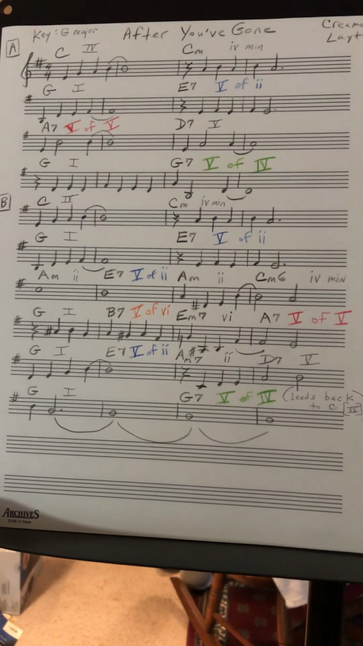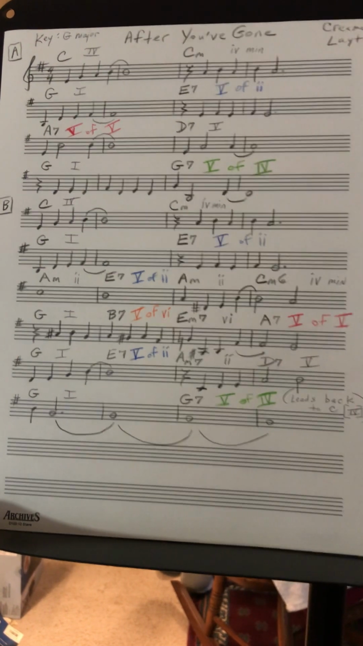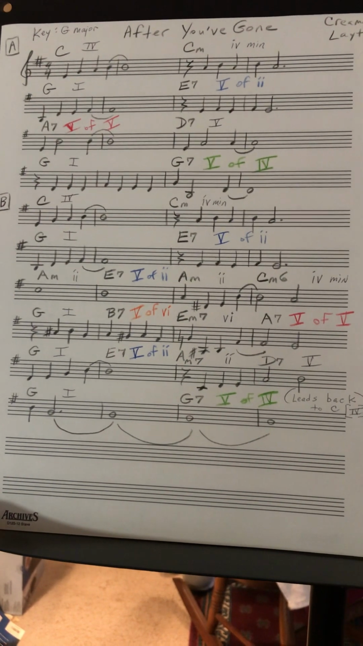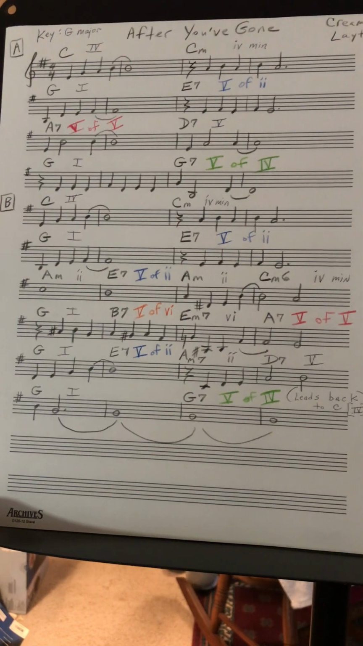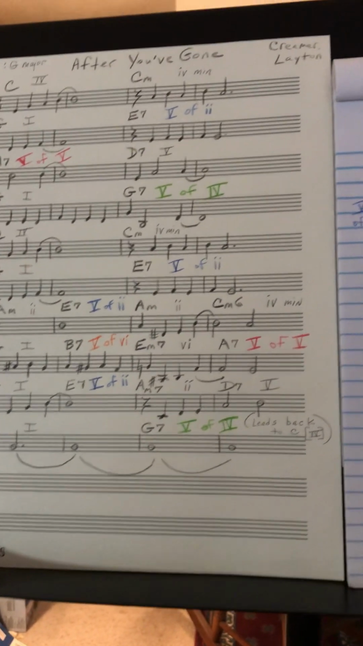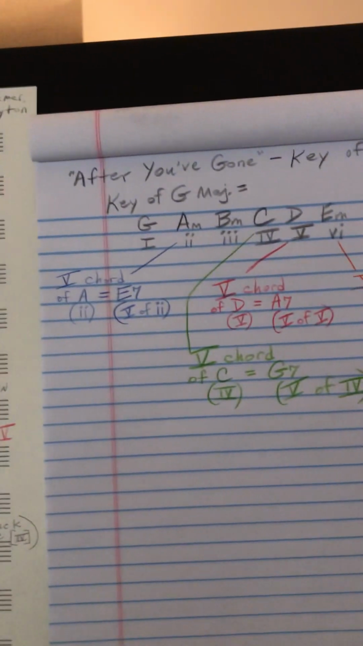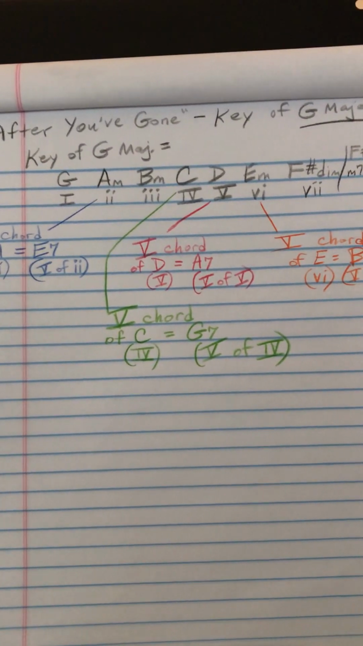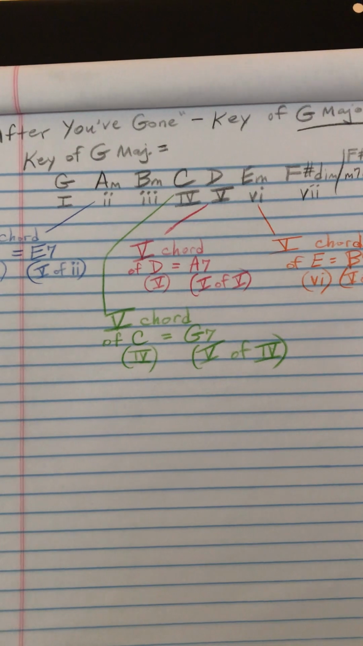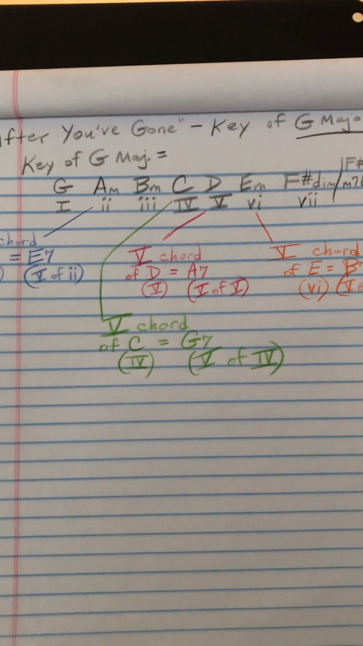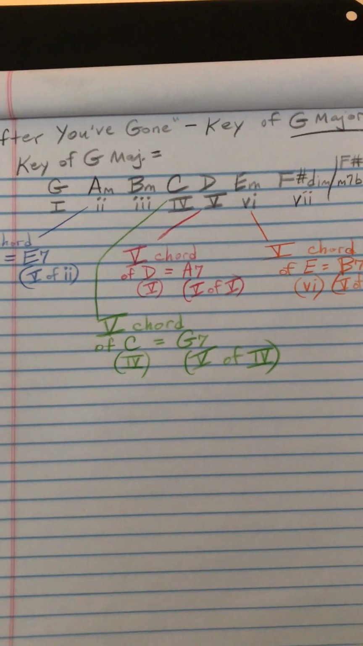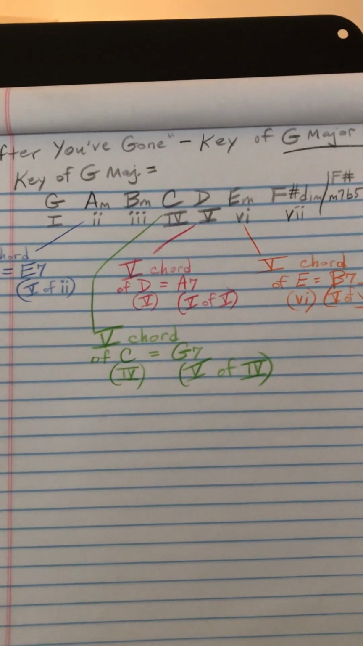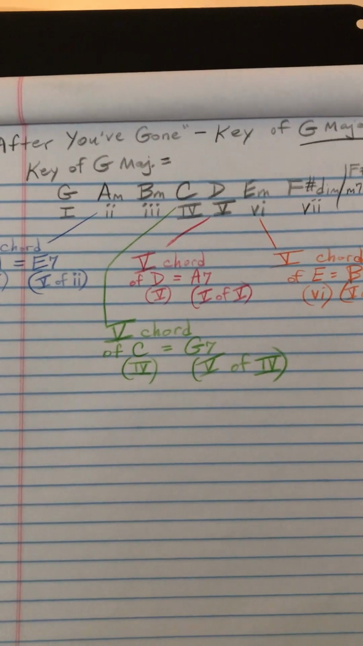Now, the E7 is what's called the 5 of 2. So in the key of G major, let's take a look over here for a minute. Okay, key of G major, let's just look at the first 6 chords. We're not going to be using that final one on the right, the F sharp diminished. 1 chord is G, 2 is A minor, 3 is B minor, 4 chord is C, the 5 is D, and the 6 is E minor.